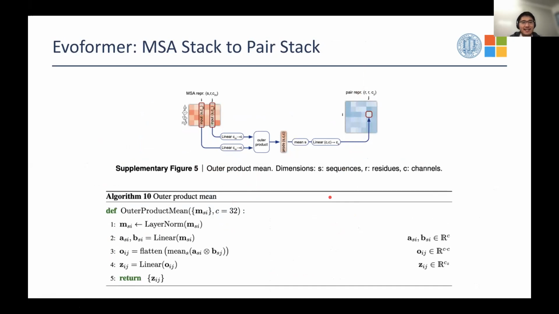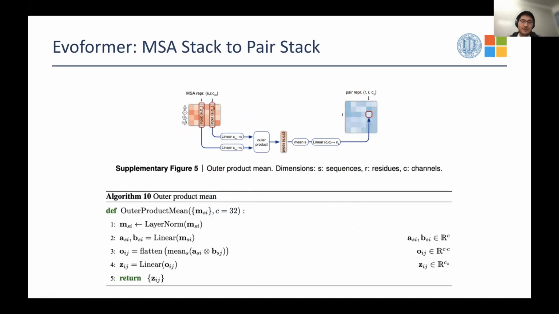The next step is MSA stack to pair stack. This part is relatively easier to understand: we take the two column information from residual I and residual J, put it into the model, and assign it to CZ, which is the channel number in the pairwise representation.